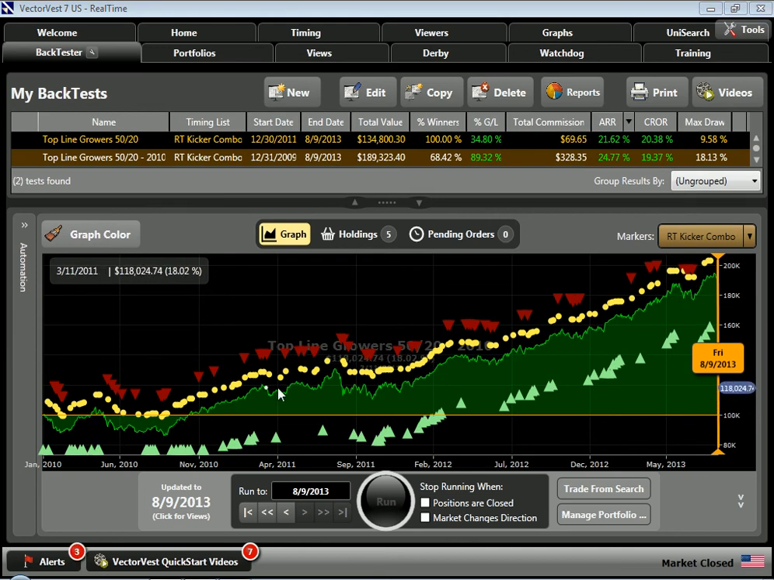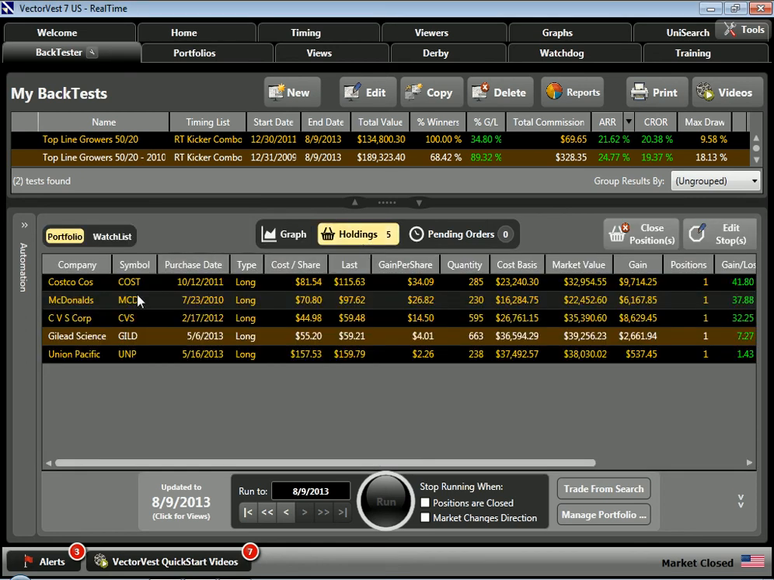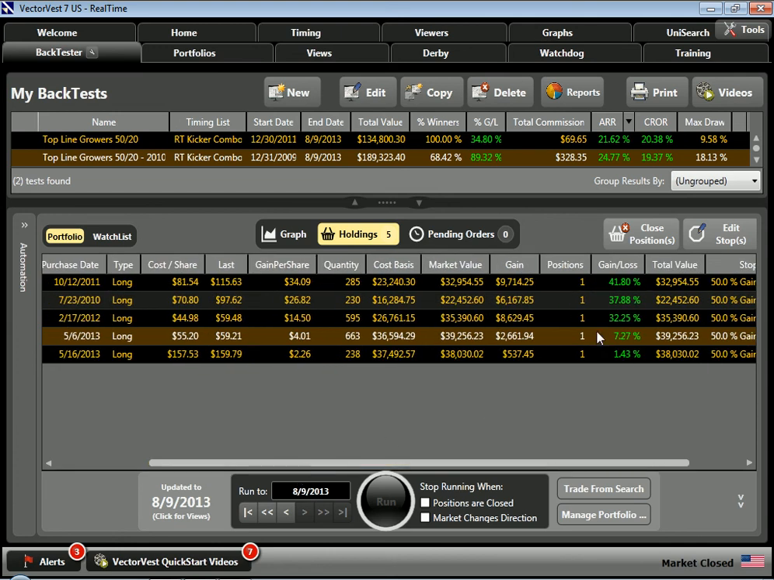Nevertheless, let's look at the equity curve in terms of its volatility and the fact that it keeps hitting higher highs time and time again. Again, if we look at our current holdings, Costco, McDonald's, CVS, Gilead Science, Union Pacific, looking at their current return, we've got a 40% gain, 37, 32, 7, 1.5.